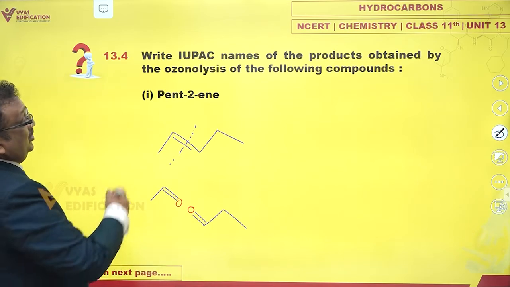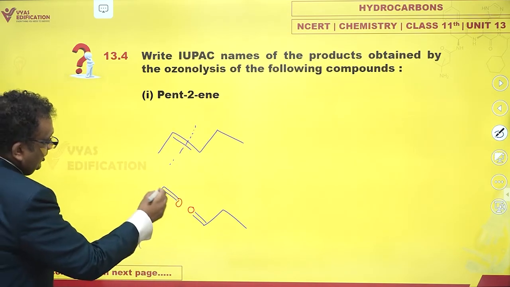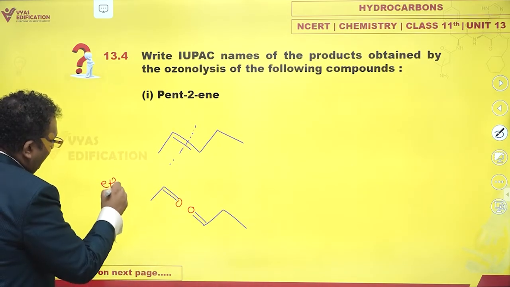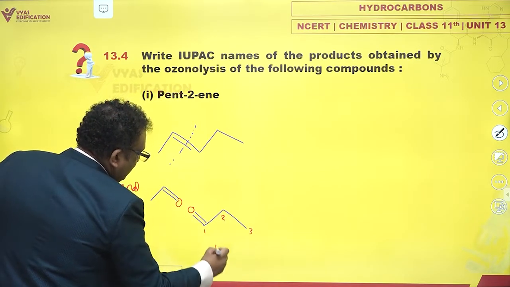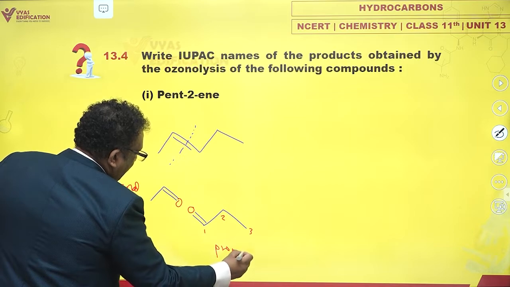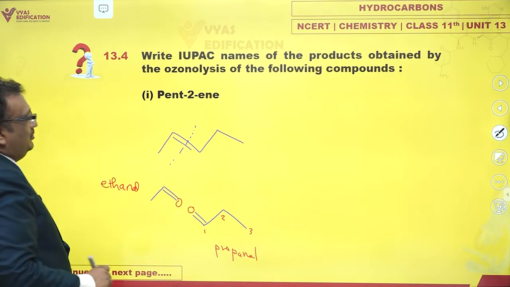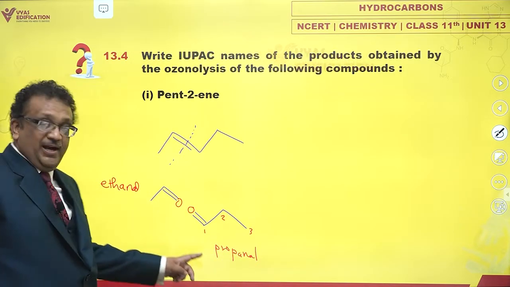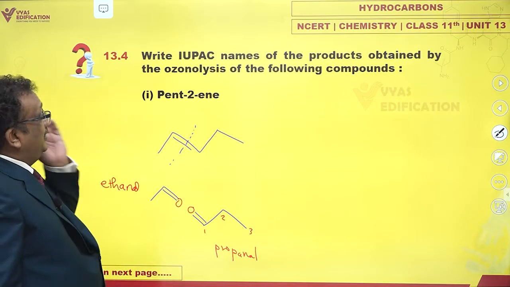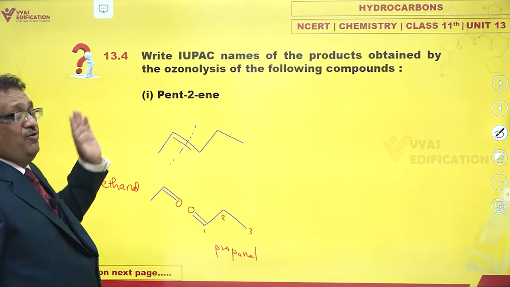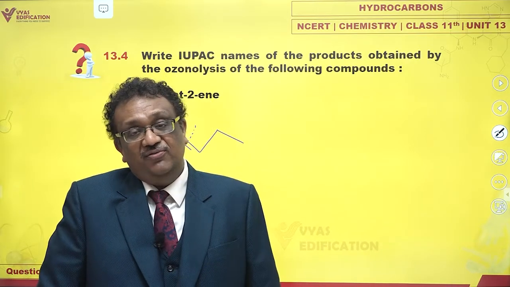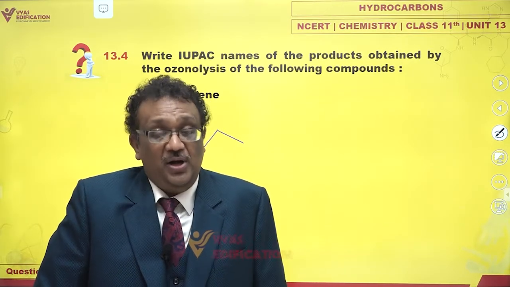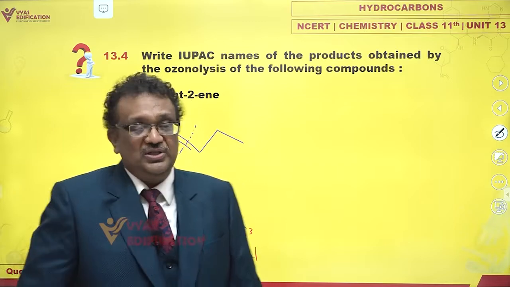What is this? You have to write the IUPAC name. So this is 1, 2, ethanal. And 1, 2, 3, so this is propanal. Ethanal and propanal. Now, they have not mentioned whether this is oxidative ozonolysis or reductive, so I must write down the products of both ozonolyses.